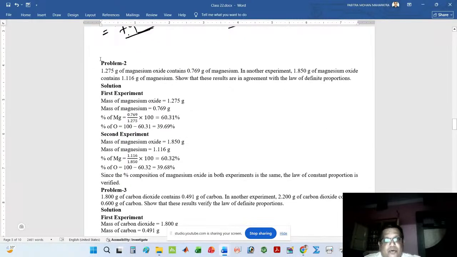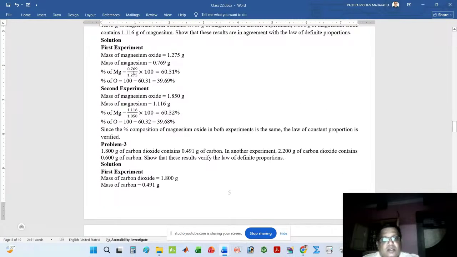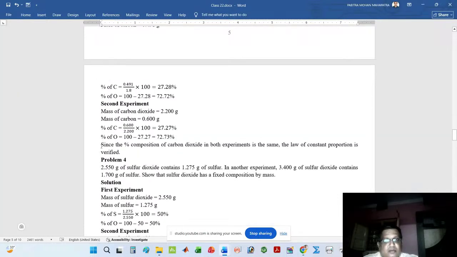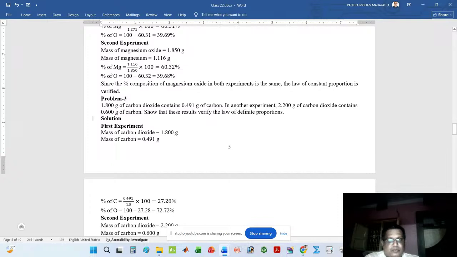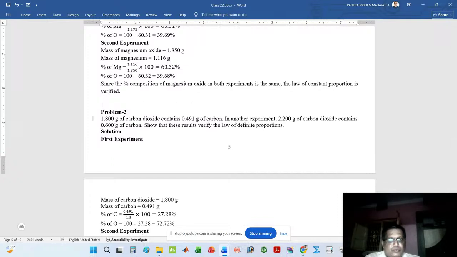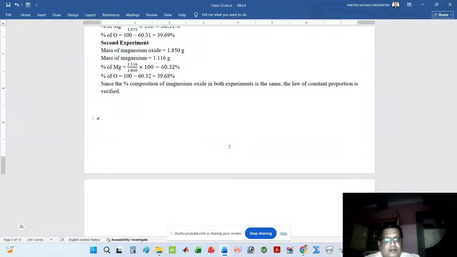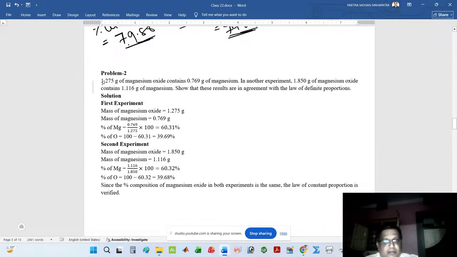Next, move to problem number 2. Look at that. If you think about problem number 2, here 1.275 gram of magnesium oxide. Here magnesium oxide is taken, MgO. Here also two experiments are given. This is the first experiment. This is the second experiment.